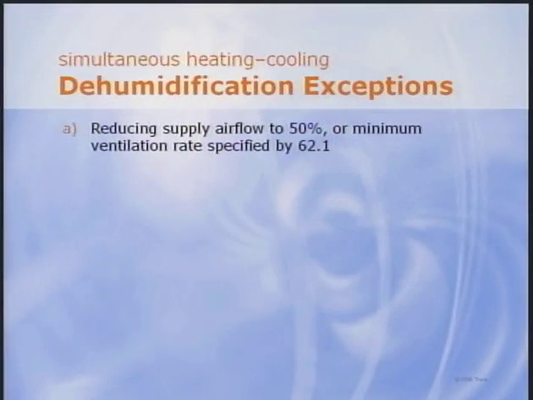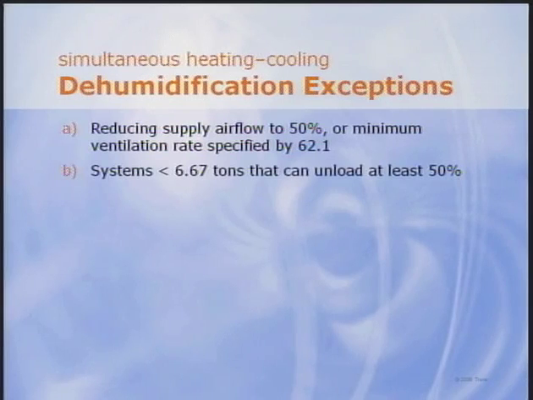Exception A allows variable air volume, dedicated outdoor air, or 2-speed fan systems to use reheat if the airflow being reheated is first reduced to either 50% of the supply airflow or the minimum ventilation rate required by 62.1. The next 2 exceptions allow reheat if there is an individual cooling unit serving the zone. This could be a rooftop, a split system, or even a blower coil with a cooling coil.